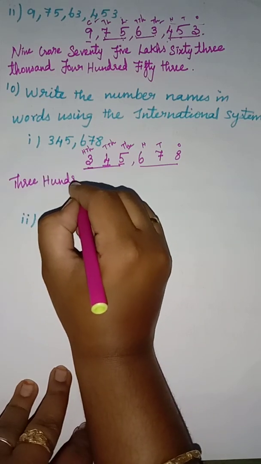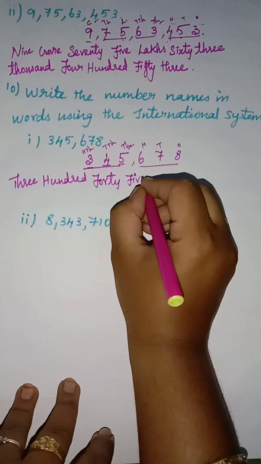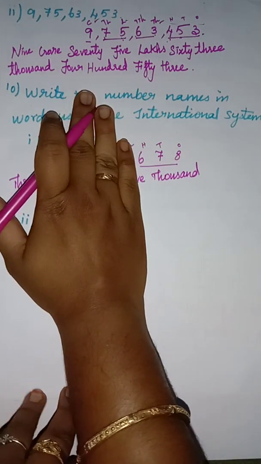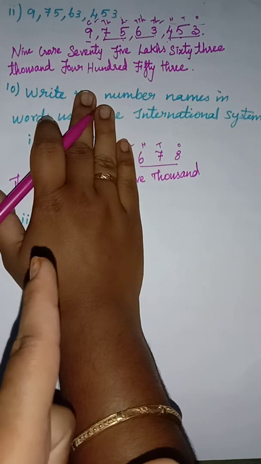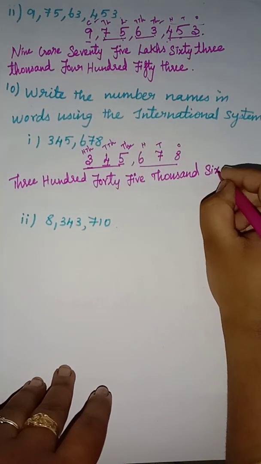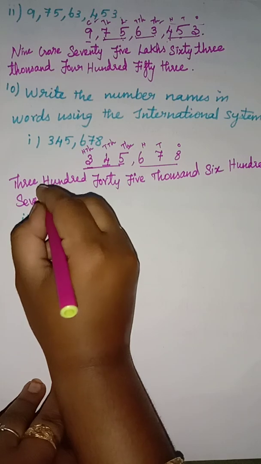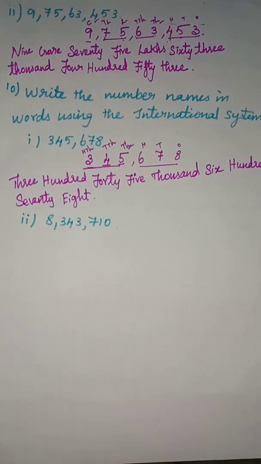So 345,000. Next, this one, 678. The last three digits should be written as it is. So read the number 678. Now read the whole number: 345,678. Clear? You don't look at the whole number, don't be scared.